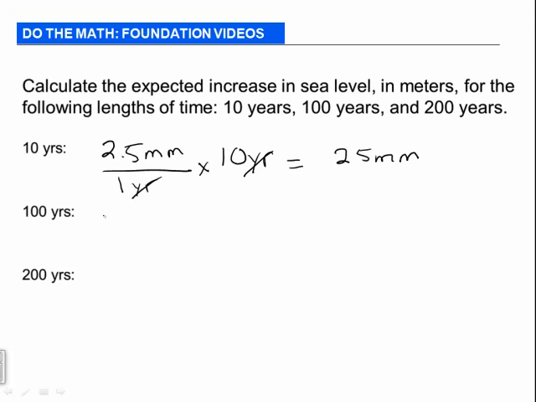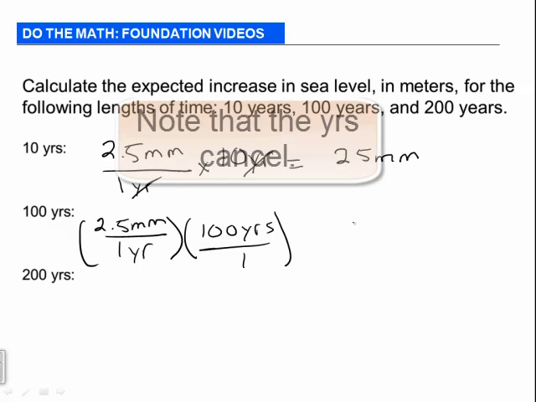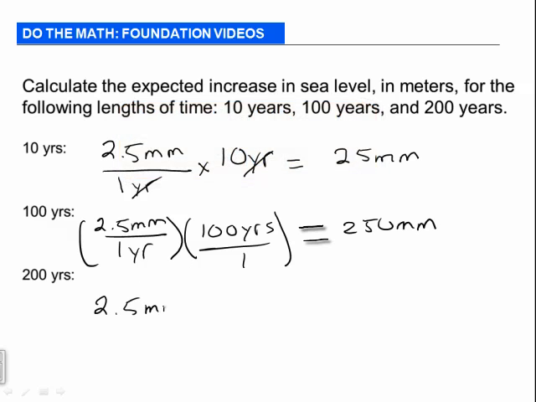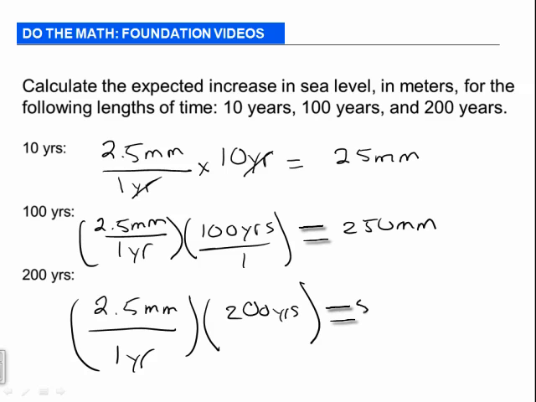Conversely, if I do that for 100 years, you'll take the 2.5 millimeters in 1 year, might want to put parentheses around it, you'll times that now by 100 years, and that will be 250 millimeters. Right? And for 200 years, you'll take 2.5 millimeters per 1 year, and you would multiply that by 200 years. And that would be 500 millimeters.